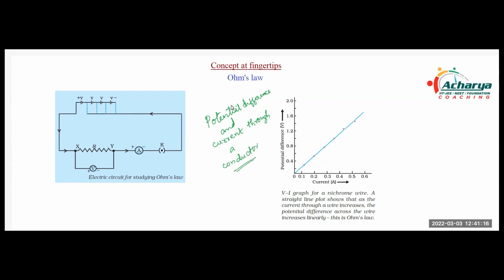In order to understand the relationship between these two, let's do an activity. In this activity, the circuit shown in the figure has to be set up. According to this, first we will be using a nichrome wire, and we'll be connecting the nichrome wire in a circuit as shown in the figure. This nichrome wire is an alloy of nickel, chromium, manganese, and iron, and it has some peculiarities, and we will learn about it in a later video.